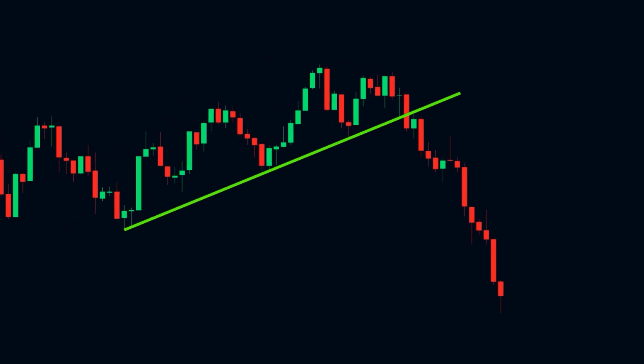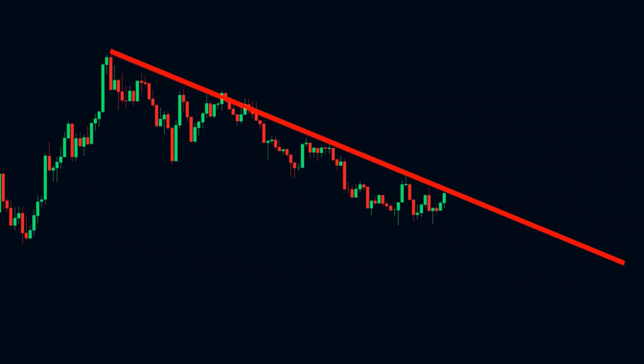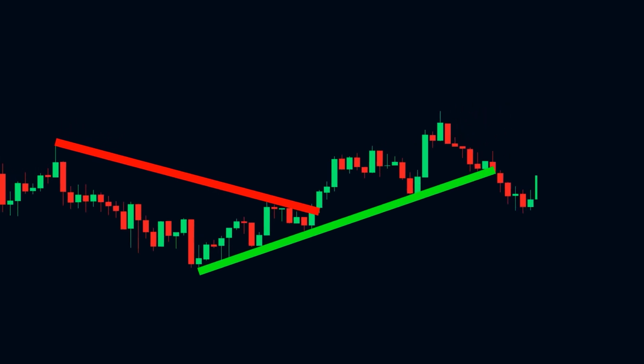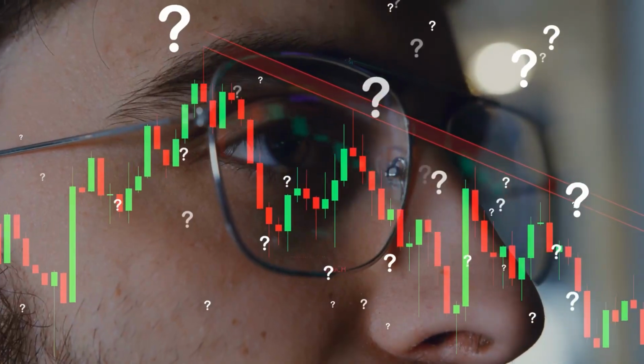Because not all trend lines are created equal. Some are anchored to real structure. Others are forced, shallow, or just noise. So what makes a good trend line actually work, and how do you know when it doesn't? Here's the truth behind it.